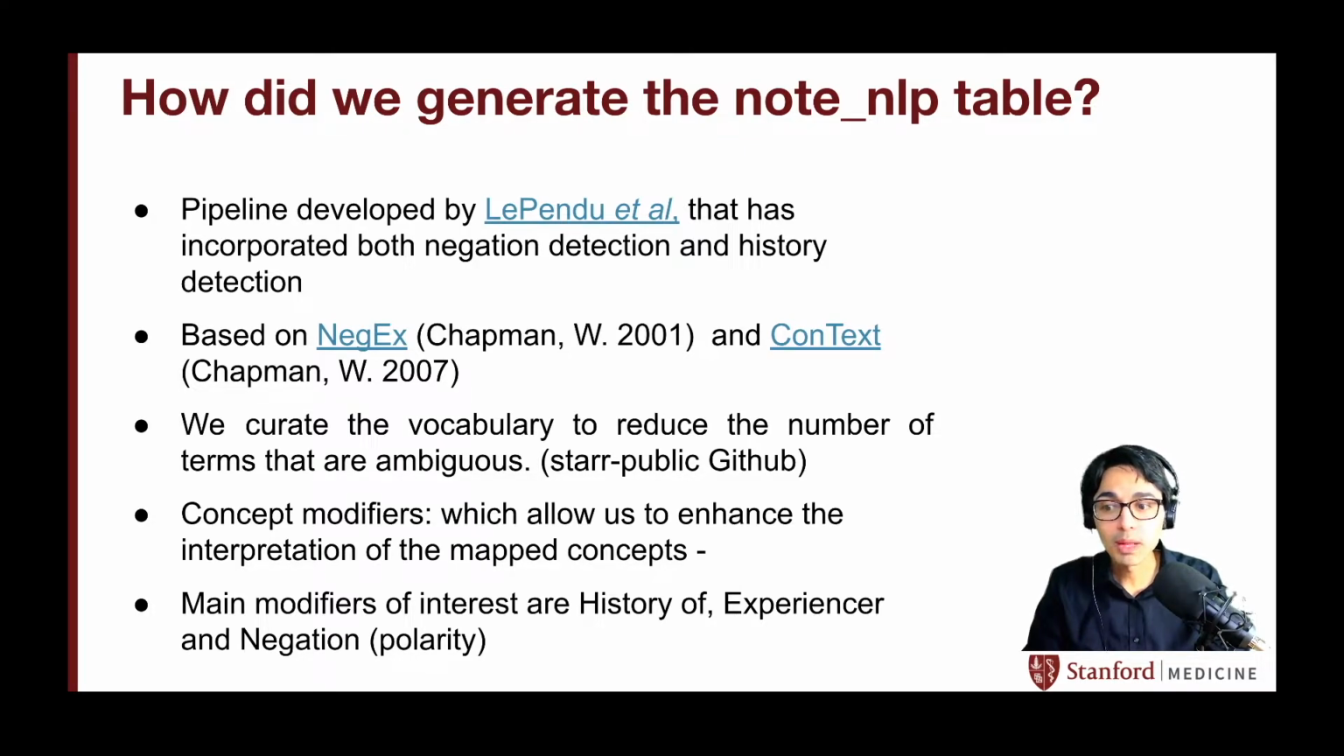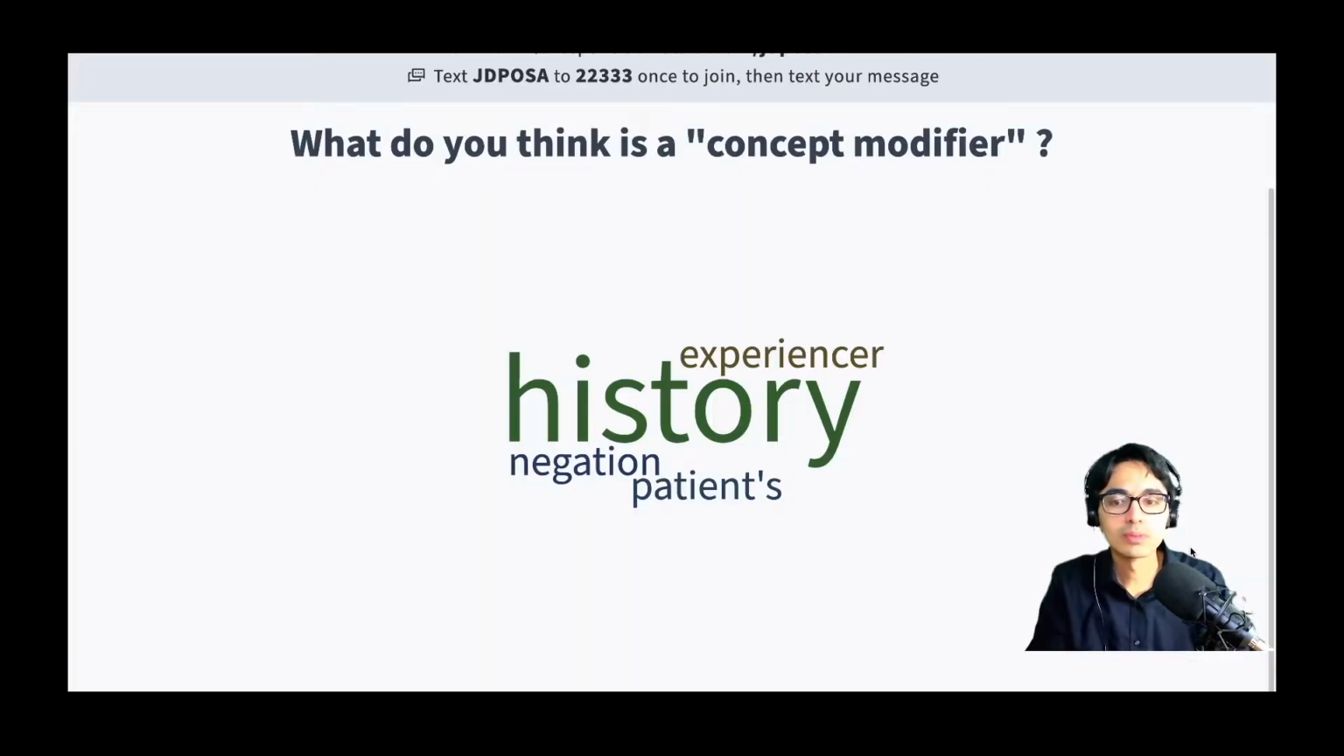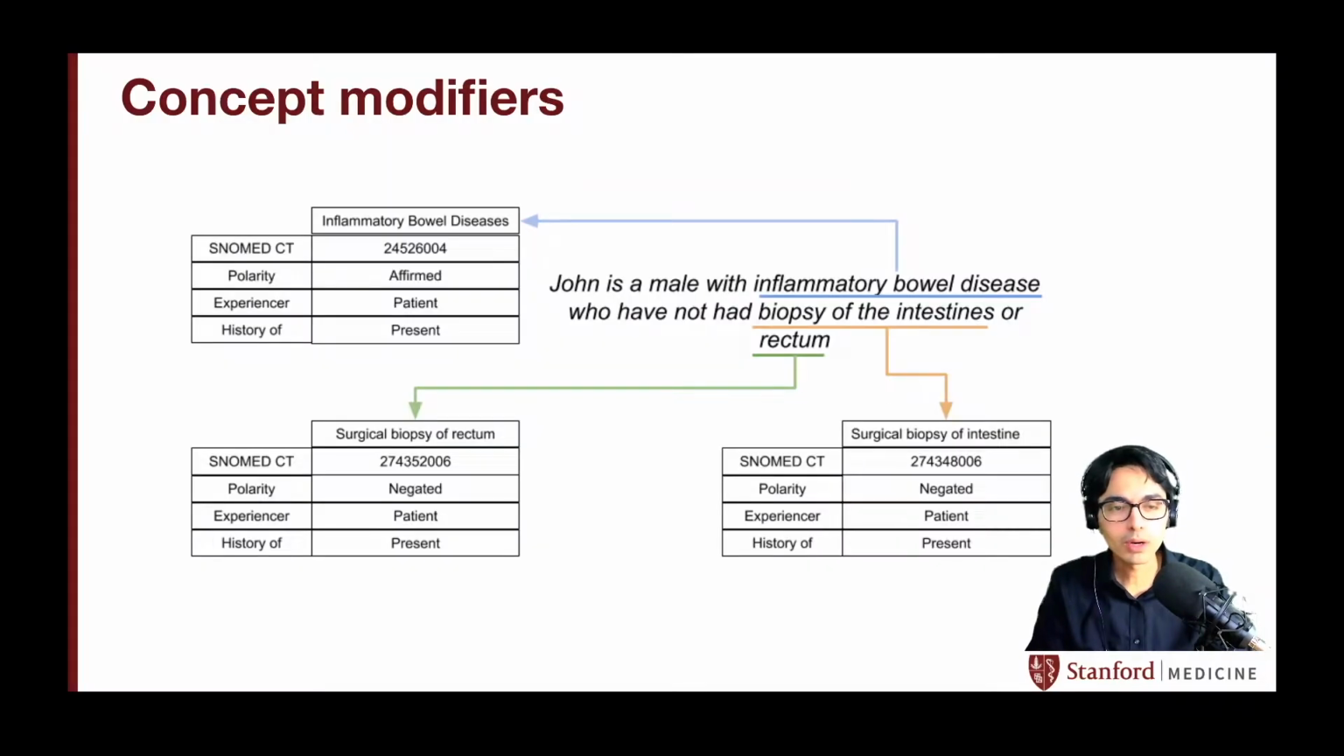We are also populating those concept modifiers that are coming from the NegEx and the ConText algorithm to enhance the interpretation of the concepts we are annotating. The main modifiers we're annotating are called history of, experiencer, and negation. We're going to explain in detail what they mean. First, what do you think is a concept modifier? You have some answers here, but what do you think? So what are concept modifiers?